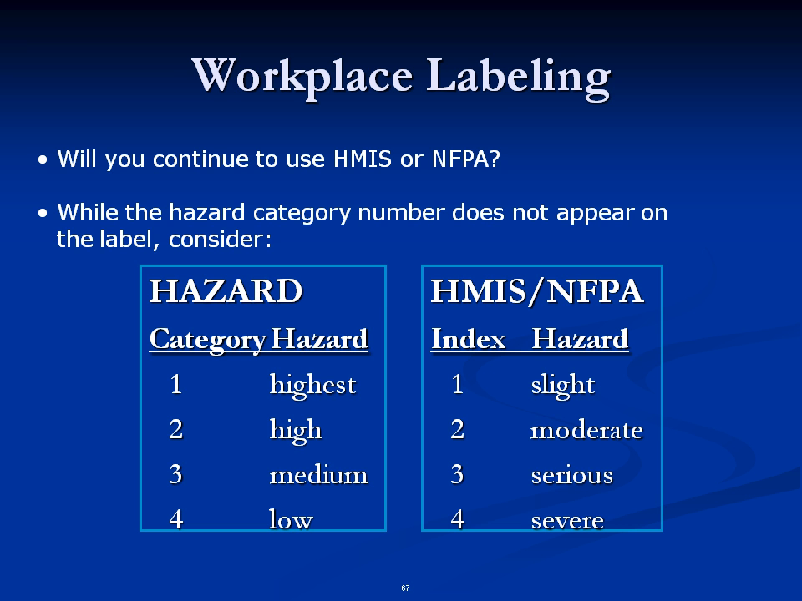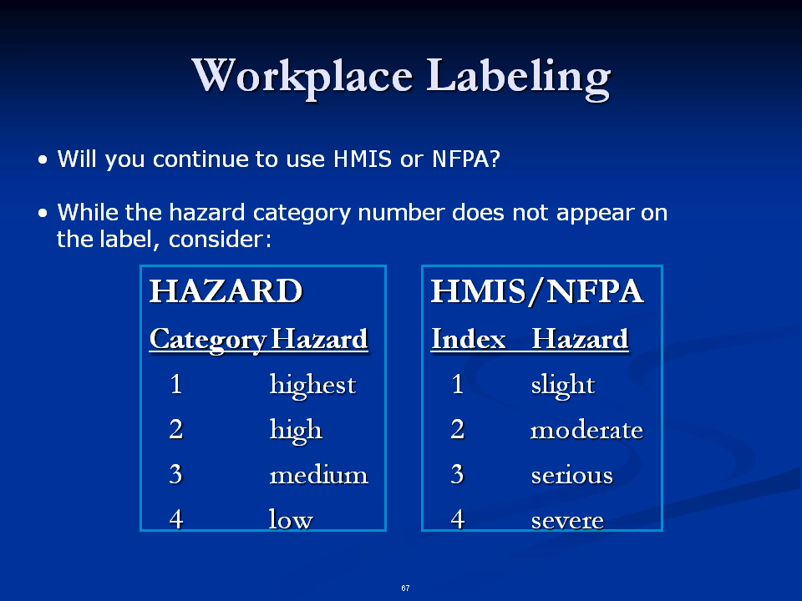And of course, as you all know, because you're probably very familiar with HMIS and NFPA, the lowest level of hazard is 0, which we don't have a 0 category, but the number 1 is a low hazard in that system, and 4 is a high hazard.